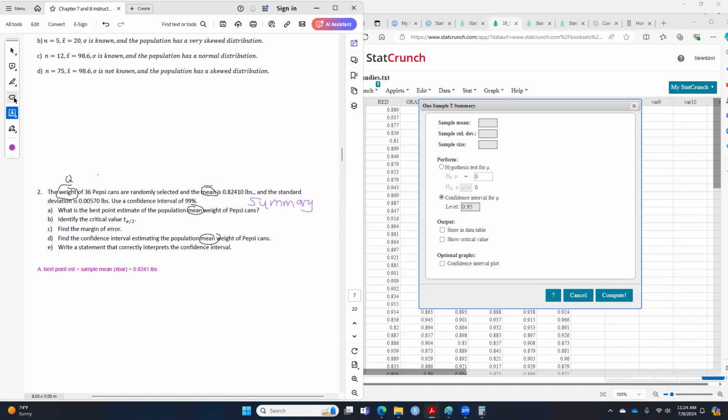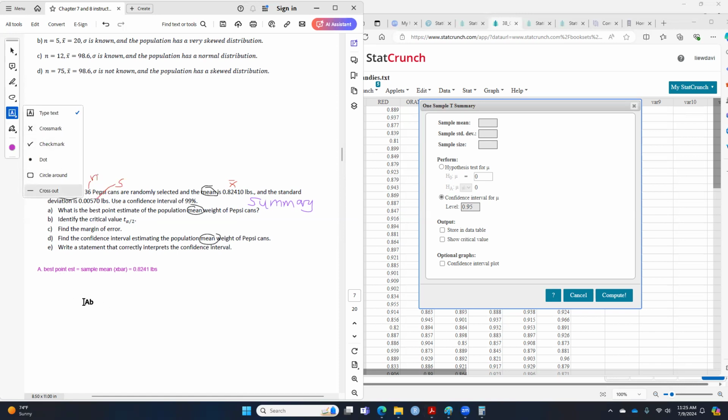So this is what we call your X bar, your sample mean. This is called your S, the sample standard deviation. And 36 is called the N, the sample size. So the best point estimate for question A in this case will be 0.8241. And please do not round this answer. Class, when the question gives you a bunch of decimals, please do not round it, because if you round it, you get it wrong.